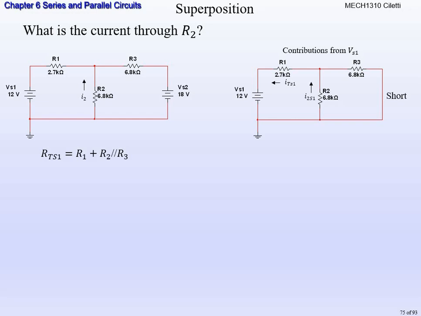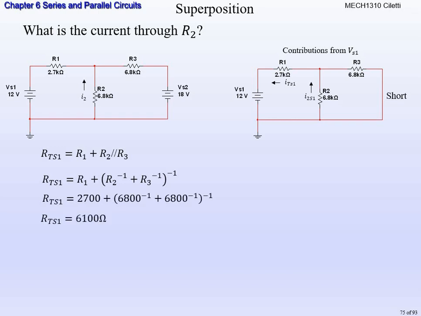When we do that, we've shorted the 18 volt source, and we have this relationship. So substitute in the values, and we find the total resistance based on source 1 at 6100 ohms. Make sure you're following along and it works in your calculator just like it does on the screen here. Then we find the total current for source 1. ITS1 means the total current from source 1. It's going to be voltage source 1 divided by total resistance from source 1. So it's going to be 12 divided by 6100.